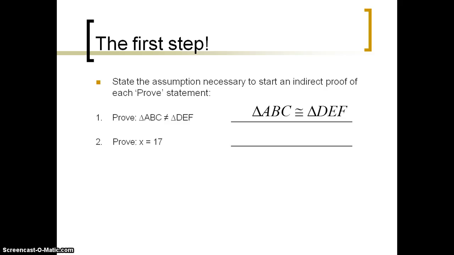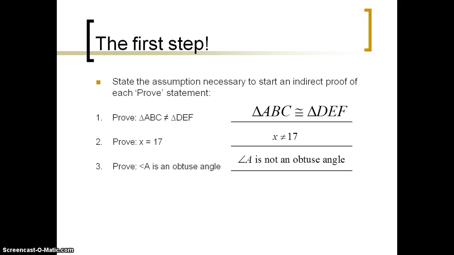If we were asked to prove that x is equal to 17, the opposite would be that x is not equal to 17. If we were asked to prove that angle A is an obtuse angle, the opposite would be that angle A is not an obtuse angle. And finally, prove that triangle QRS is isosceles. The opposite would be that triangle QRS is not isosceles. So you're just negating whatever the proof statement is.